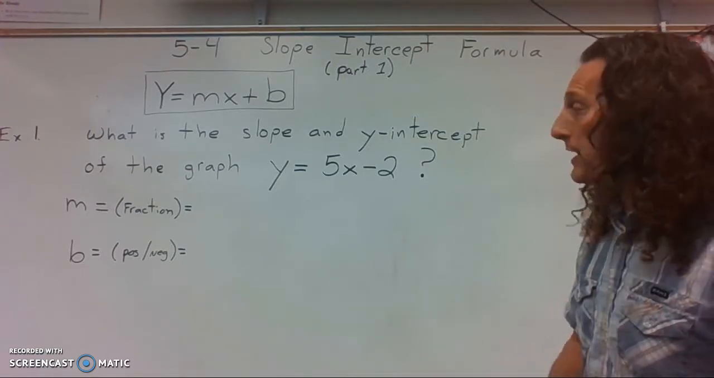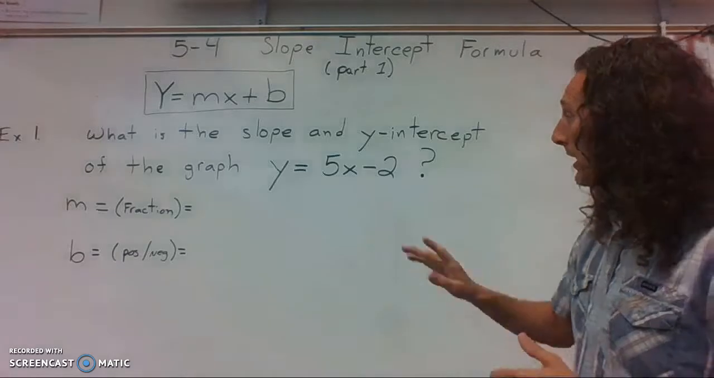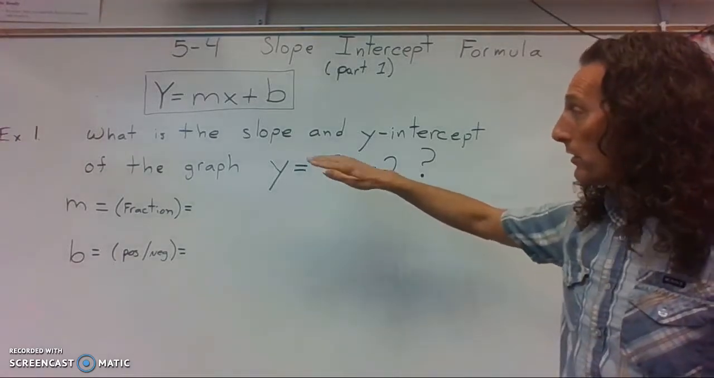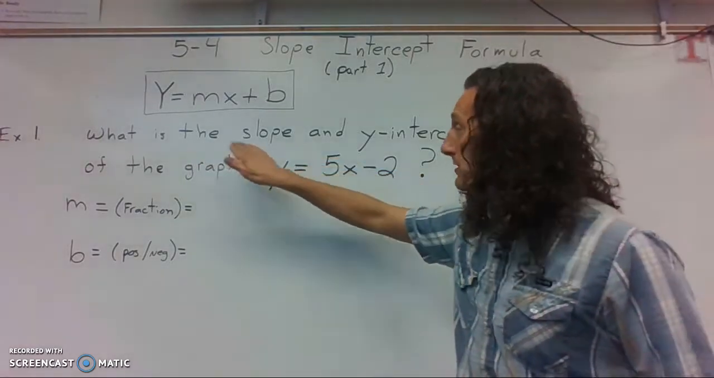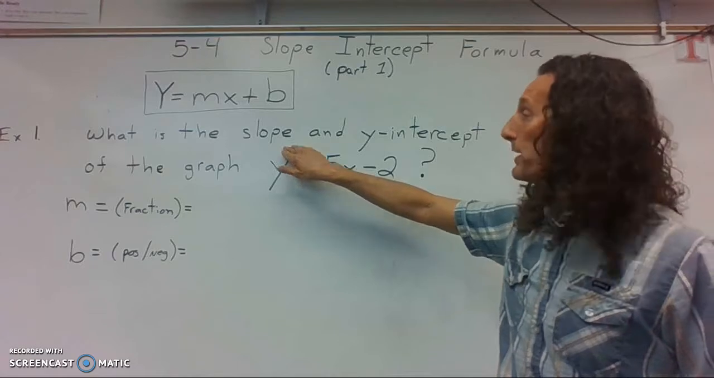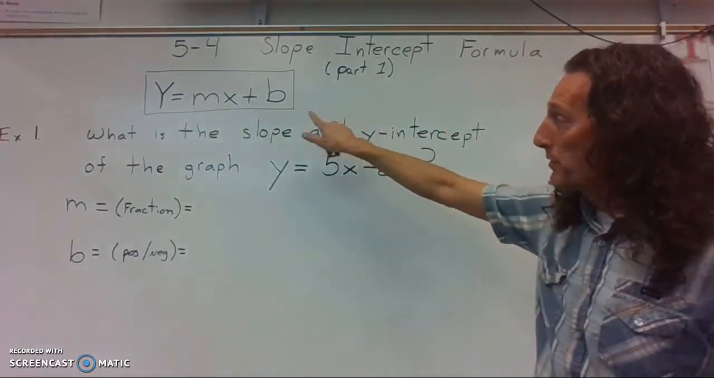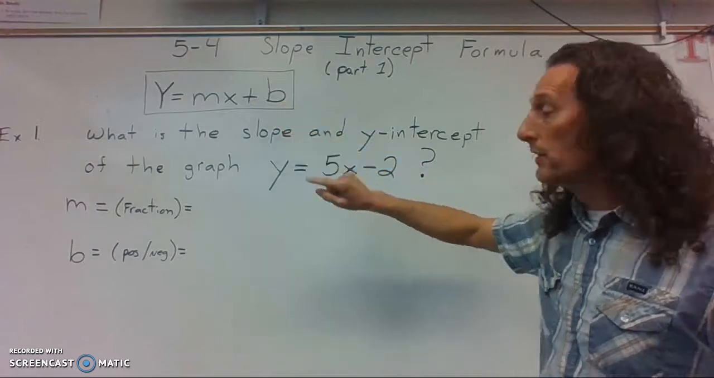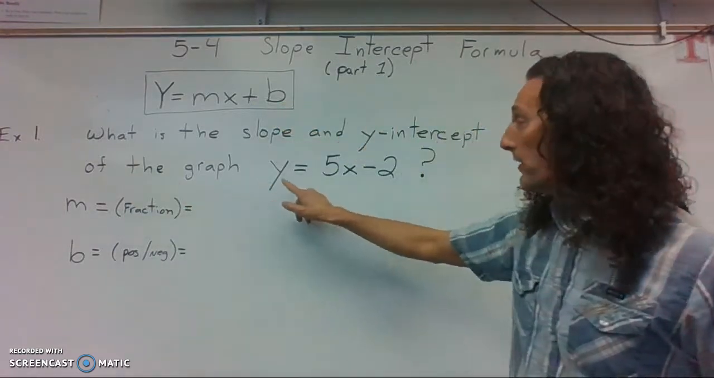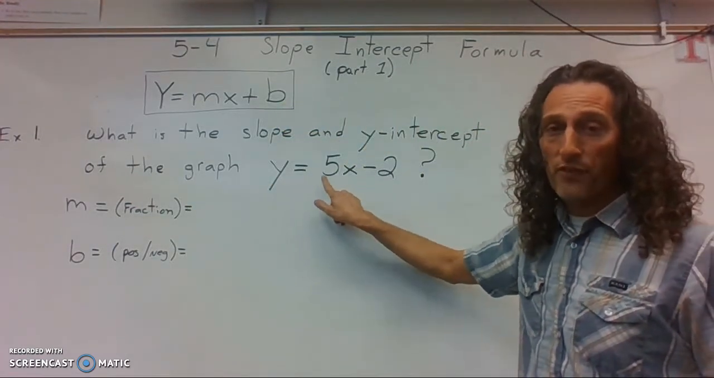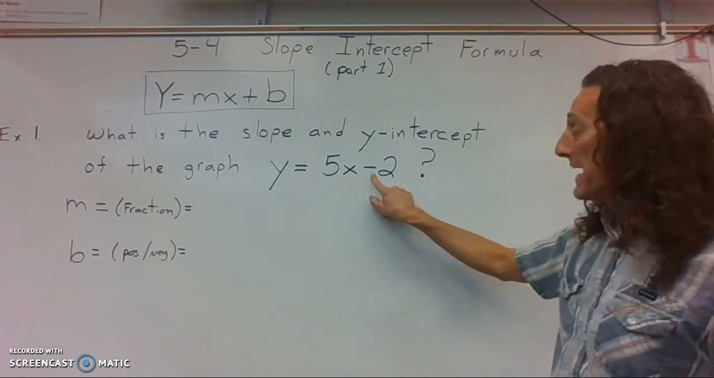All right, so now that you hit pause, let's just read this. It says, what is the slope, right? So slope is what? The letter m, and the y-intercept, so the letter b, of the graph, and it says y equals 5x minus 2.